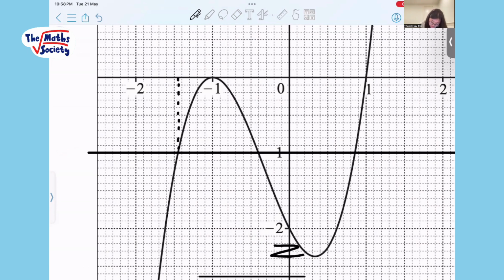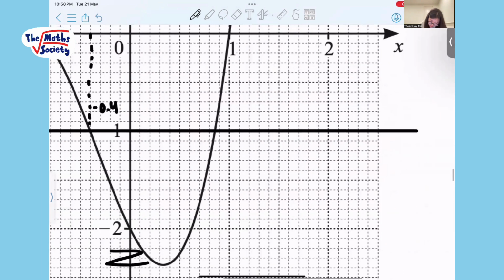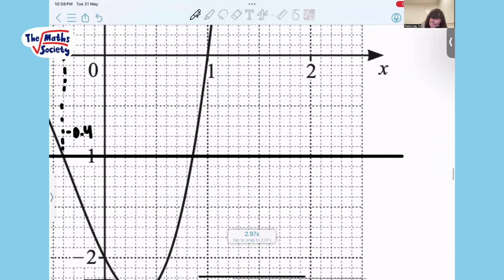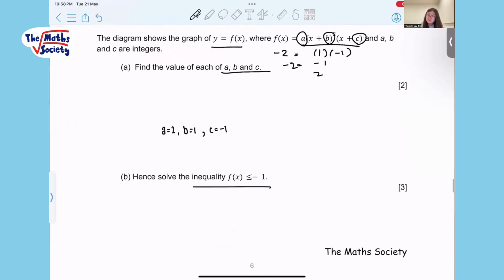So this one's at minus 1.45 kind of. And here it's around minus 0.4. And then here is around here, yeah. So that's kind of 0.85. Yep. So we know we have to find the value for when it is less than or equal to minus 1.